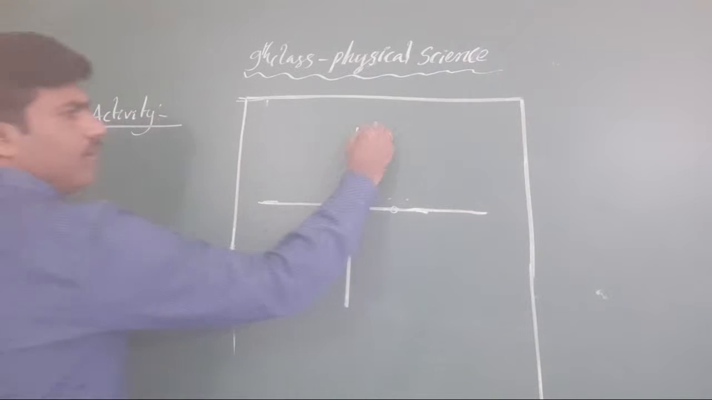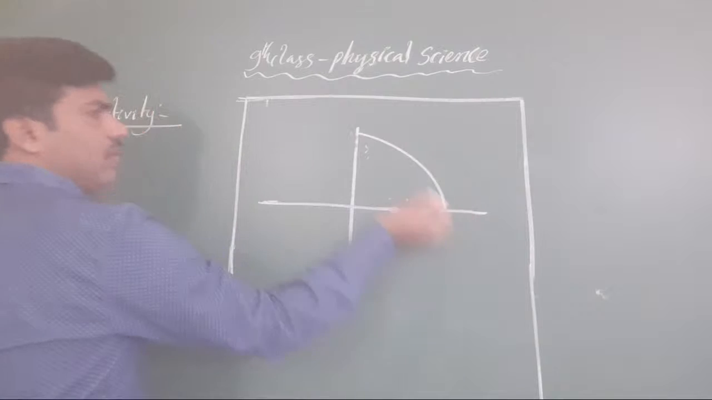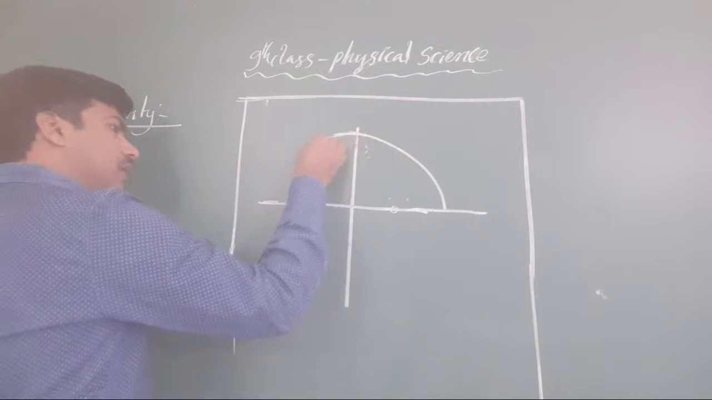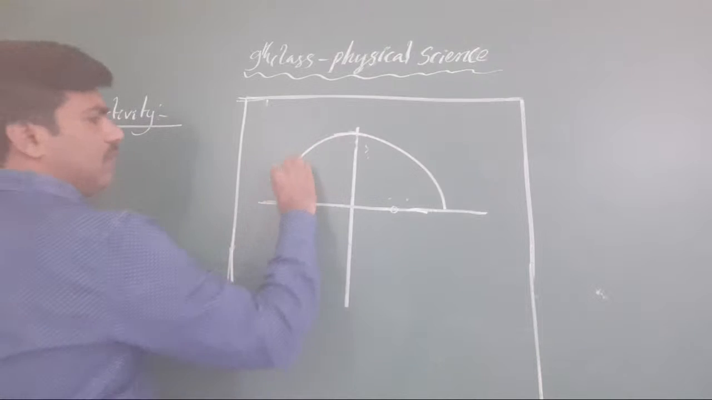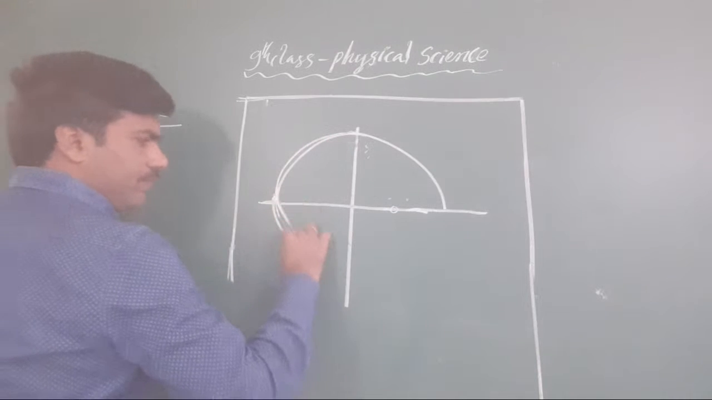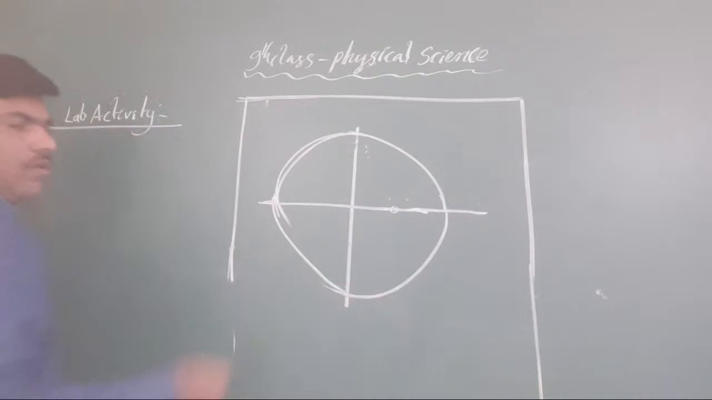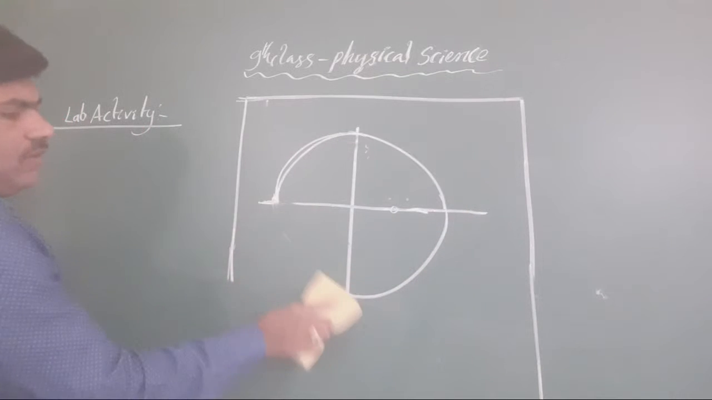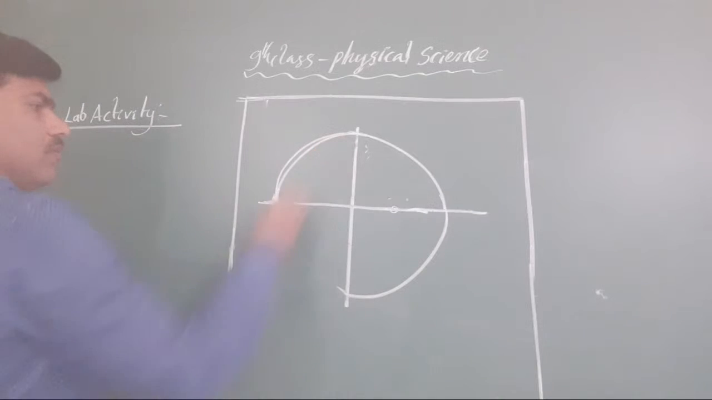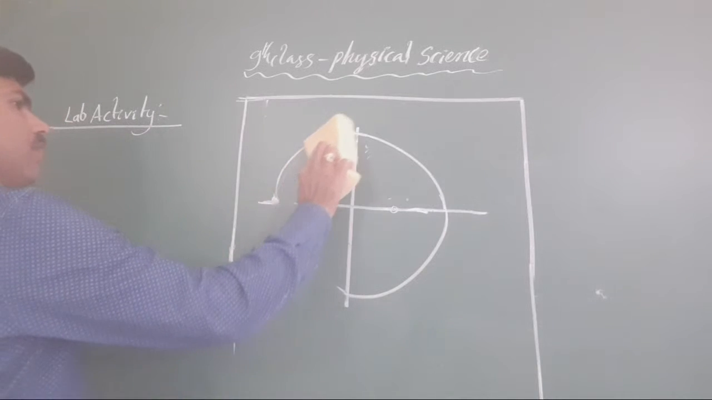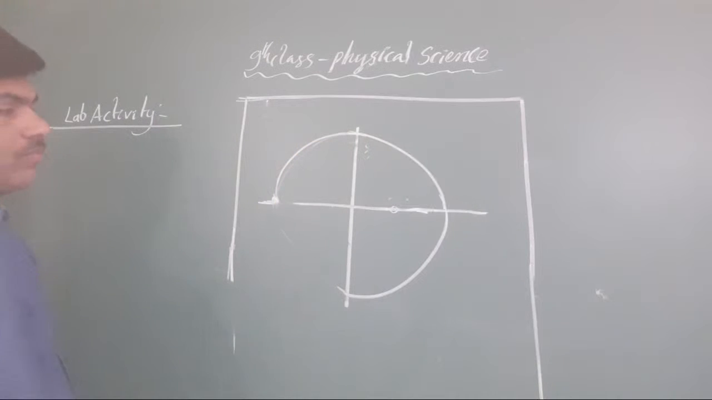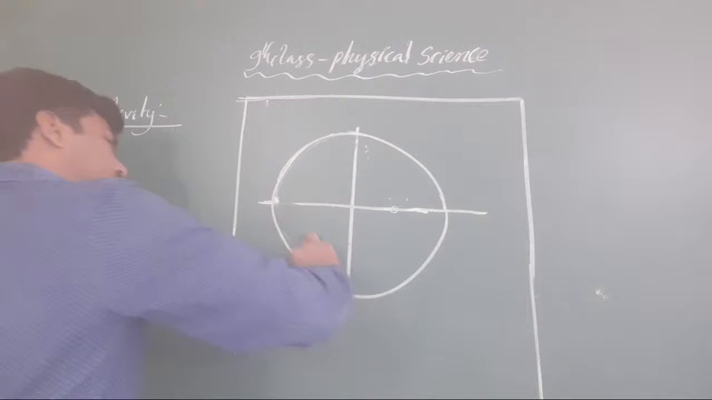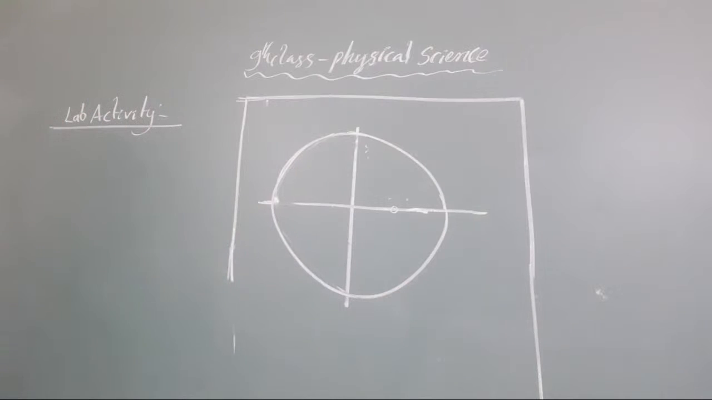Okay now, we have to draw one circle here, and it will contain all the 360 degrees of angles on it. Okay, clear or not, all the students? All the 360 degrees angles are there on it. Now we have to take all the angles here. Okay, clear or not, all the students?